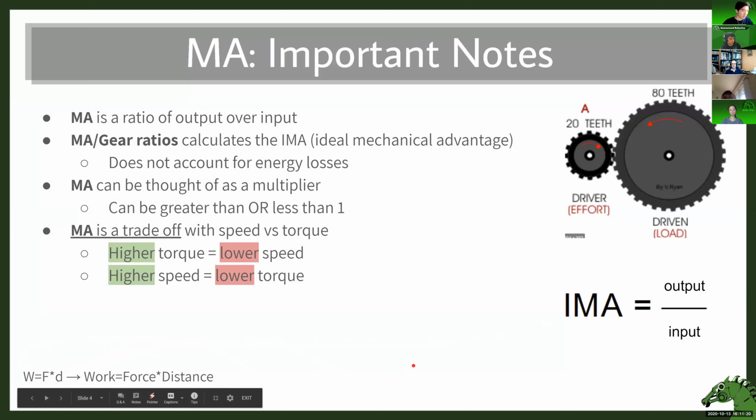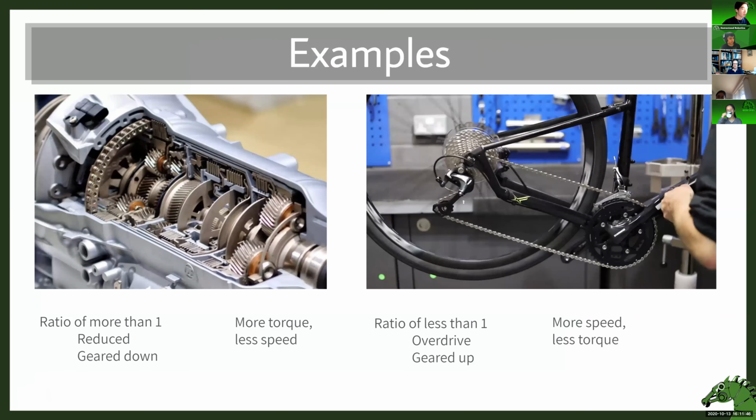I explained that in the bottom left with some physics equations, where basically when you apply torque, you're applying work to it, and then I guess that becomes power. So you can't just create power. There's always going to be a trade-off versus work and time. It needs to stay in balance. So you remember that MA is a ratio. It can be thought of as a multiplier. It can be greater or less than 1, and it is a trade-off. You don't just create energy.